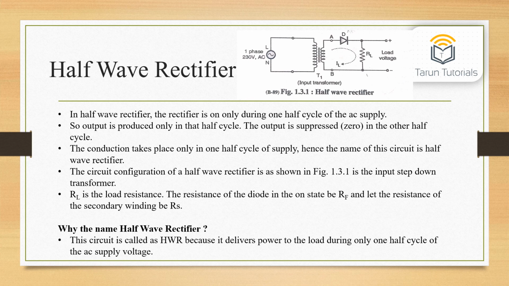The circuit configuration of half-wave rectifier is shown in the figure. T is the input step-down transformer. RL is the load resistance. Let the resistance of the diode in the on state be RF and let the resistance of the secondary winding be RS. Why the name half-wave rectifier? This circuit is called half-wave rectifier because it delivers power to the load during one half cycle of the AC supply voltage.